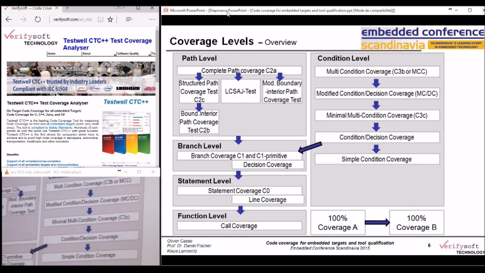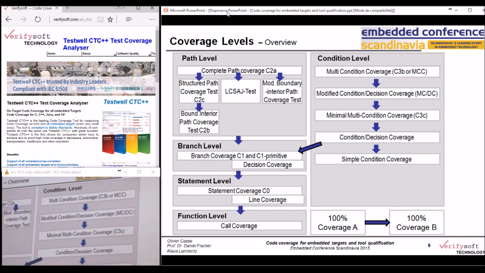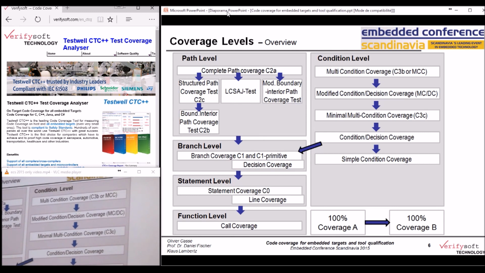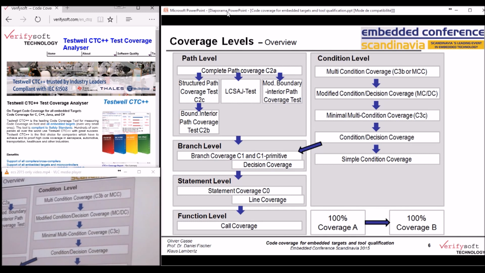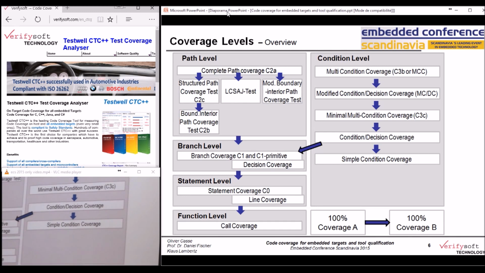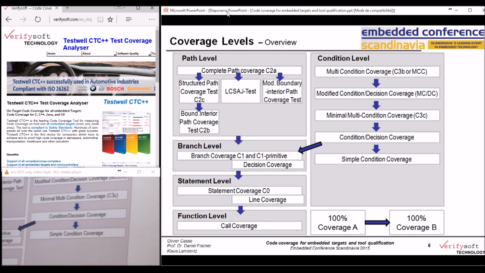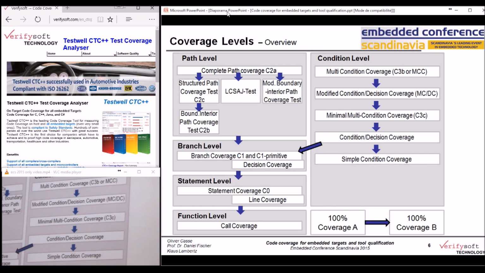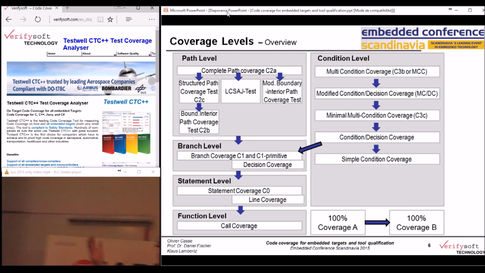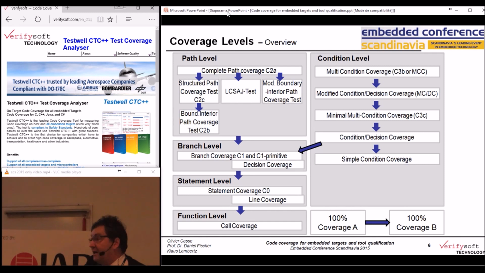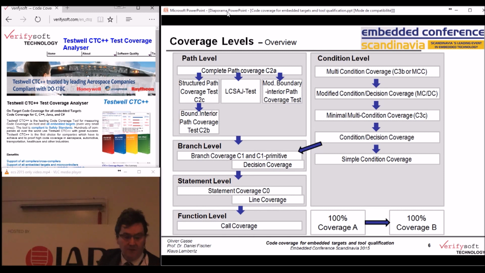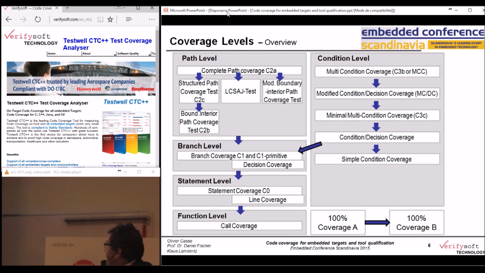And on the right part, this is what we call the condition level category, where you will evaluate Boolean expressions from very simple to complex with multiple conditions, and they are quite difficult to check. So this is what you can read in books and papers about coverage levels in various industries, not only for safety critical, but for all people making software.